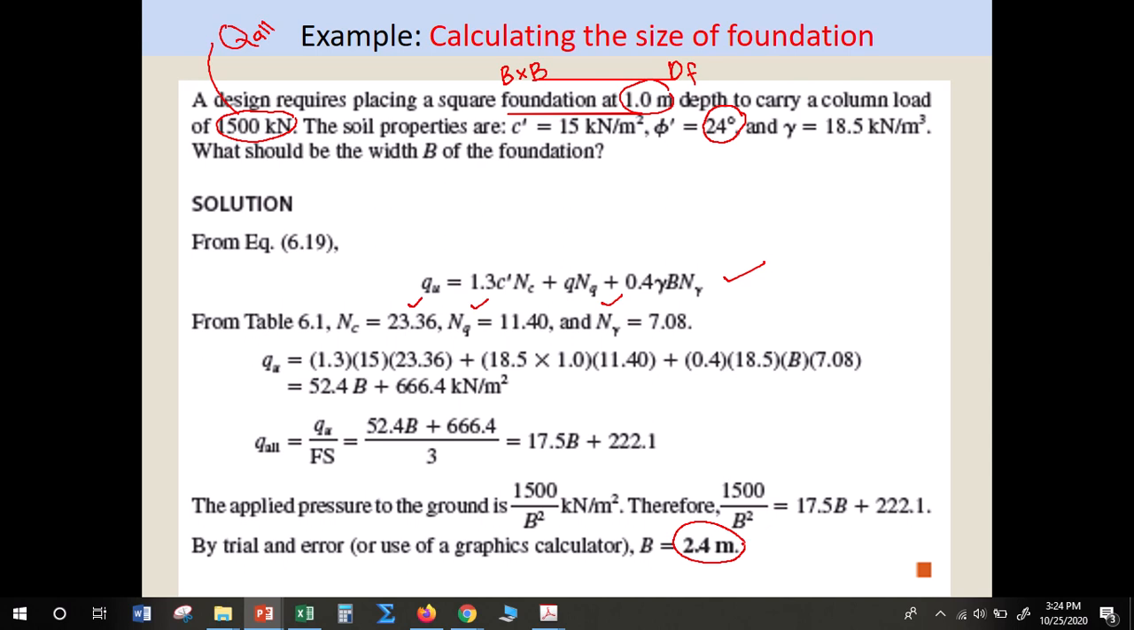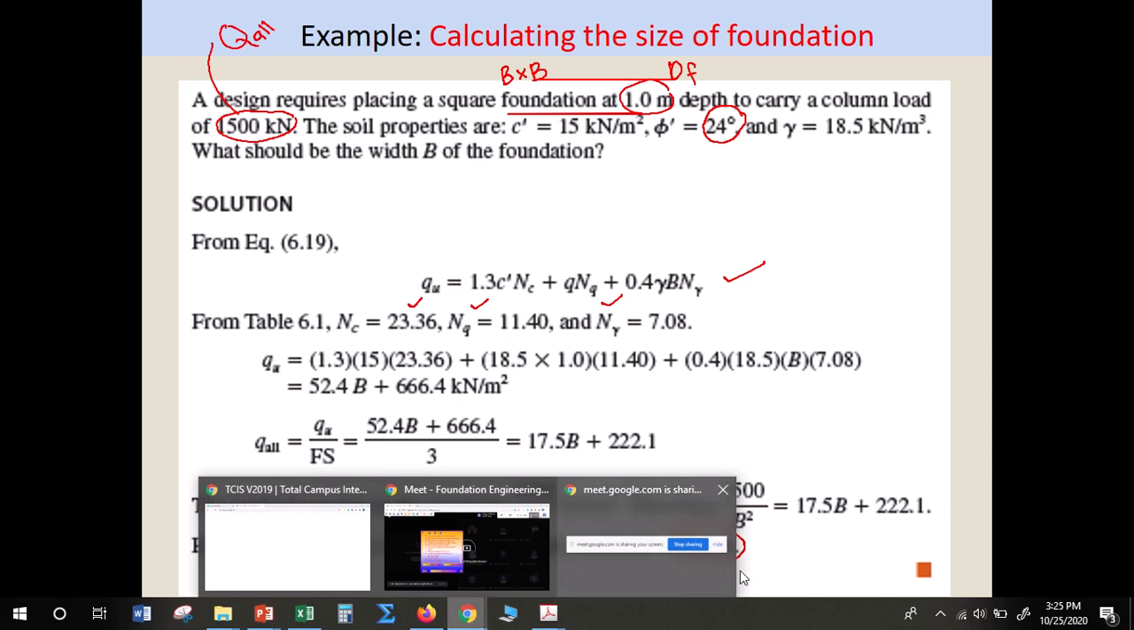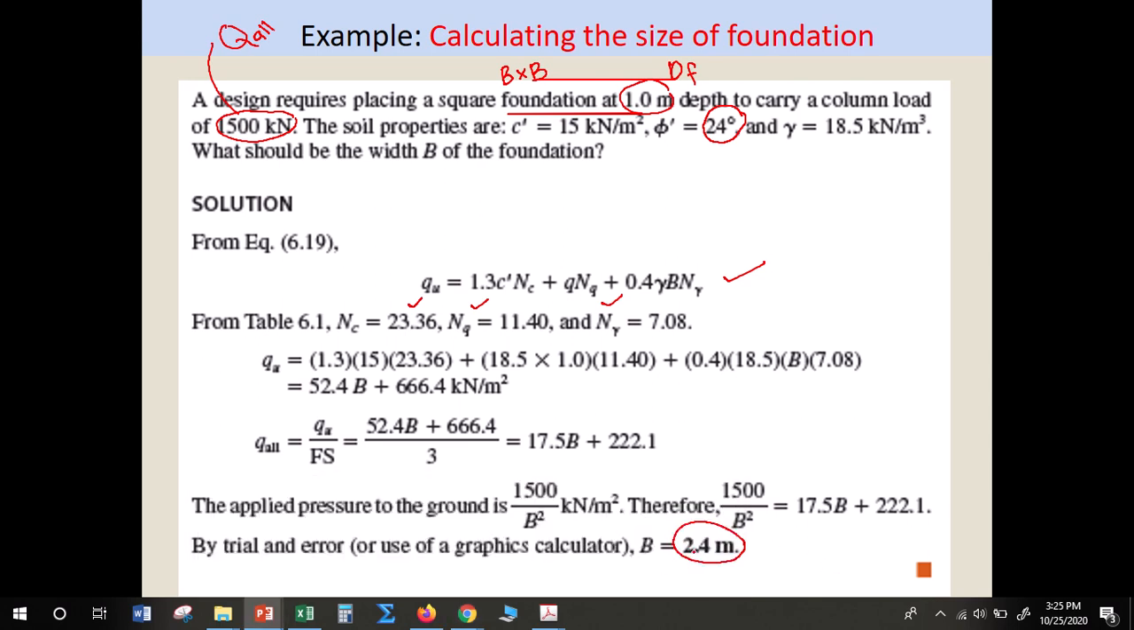Do you know how to get 2.4 using a calculator? Or you just try and error? Anyone know how to get this value? Using a calculator. Ada tak yang tahu? Ada yang tahu tak macam mana nak selesaikan? Macam mana dapat 2.4? Tak ada. Tak tahu kan? Tak tahu. Belajar, tengok YouTube.